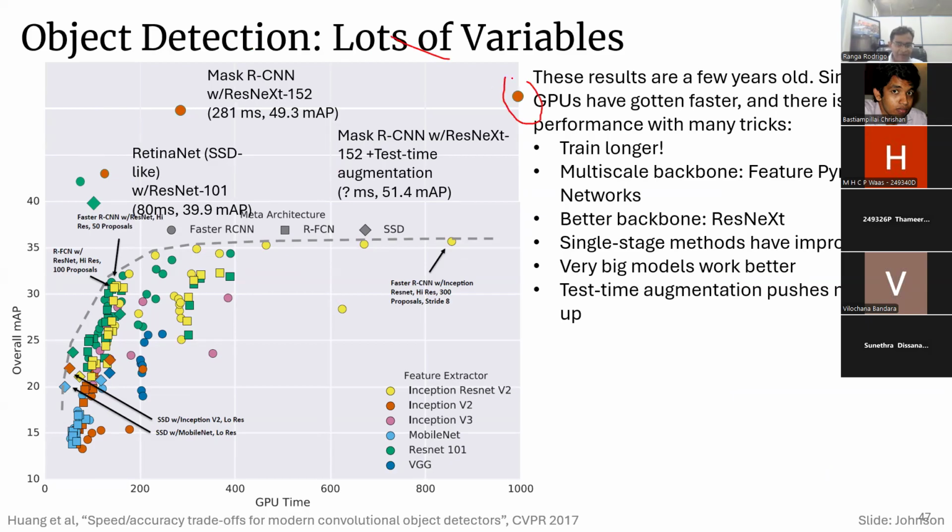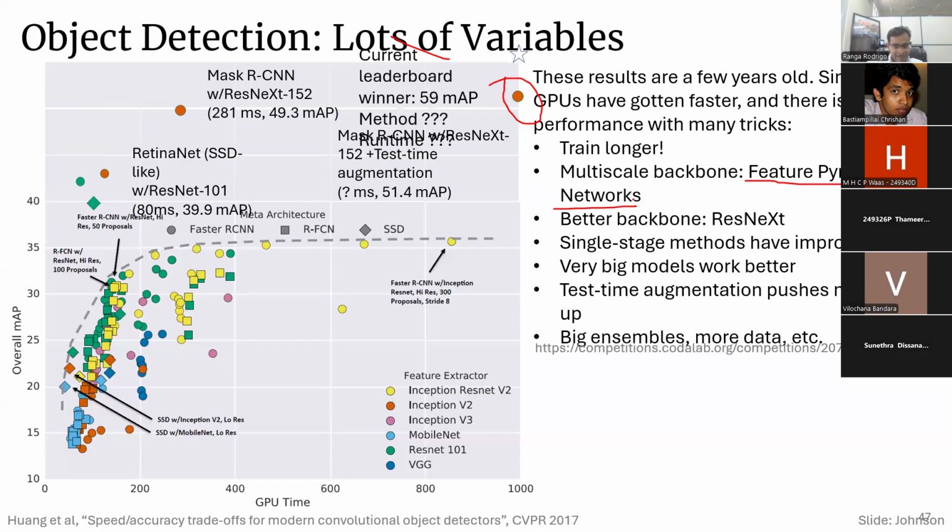You can see these results are a few years old. Since then, GPUs have gotten faster, and there's improved performance with many tricks: training longer, multi-scale backbones, feature pyramid networks. These are called multi-scale. That means you use features not at the very end, but features from lower layers also. Single stage methods have improved. Very big models work better. Test time augmentation pushes numbers up, and so on. And then they had ensembles also. That means a collection of models.